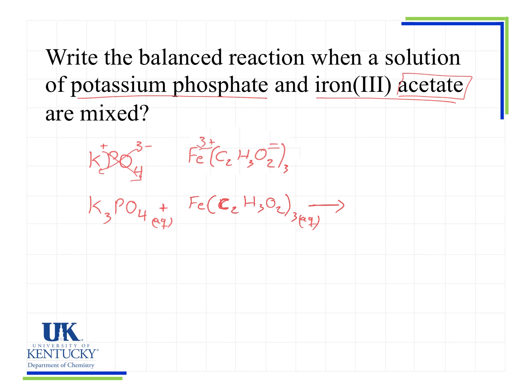How do we write the product? We say we swap the partners, right? So what are the partners? You have potassium and phosphate, you have iron and acetate. So you write the cation of the first pair with the anion of the second pair, and the cation of the second pair with the anion of the first pair. So they change the partners.